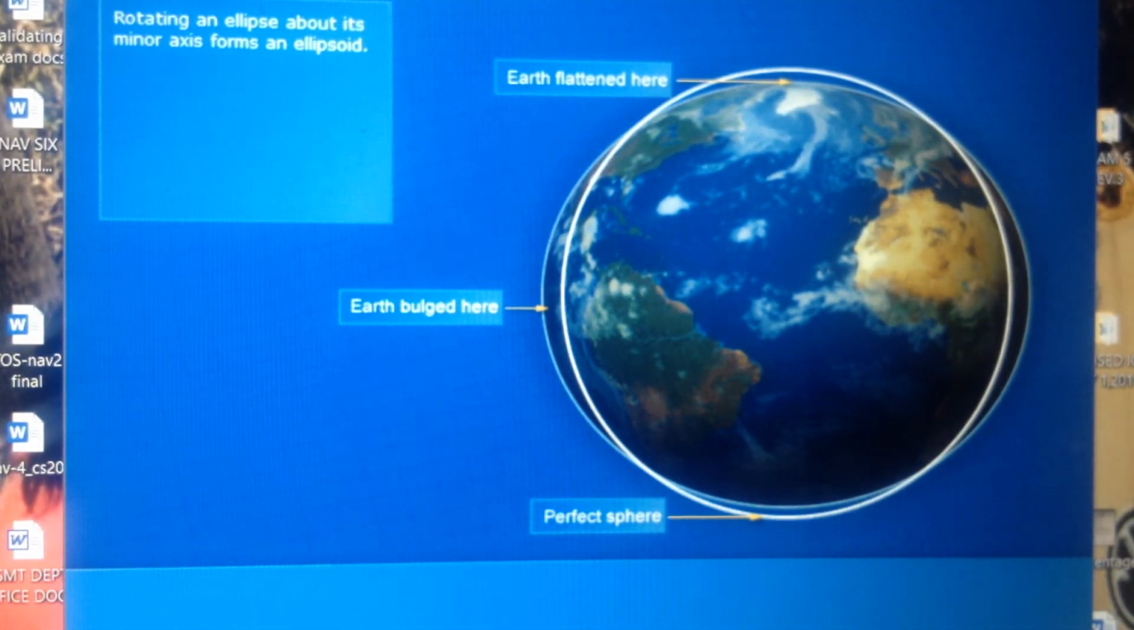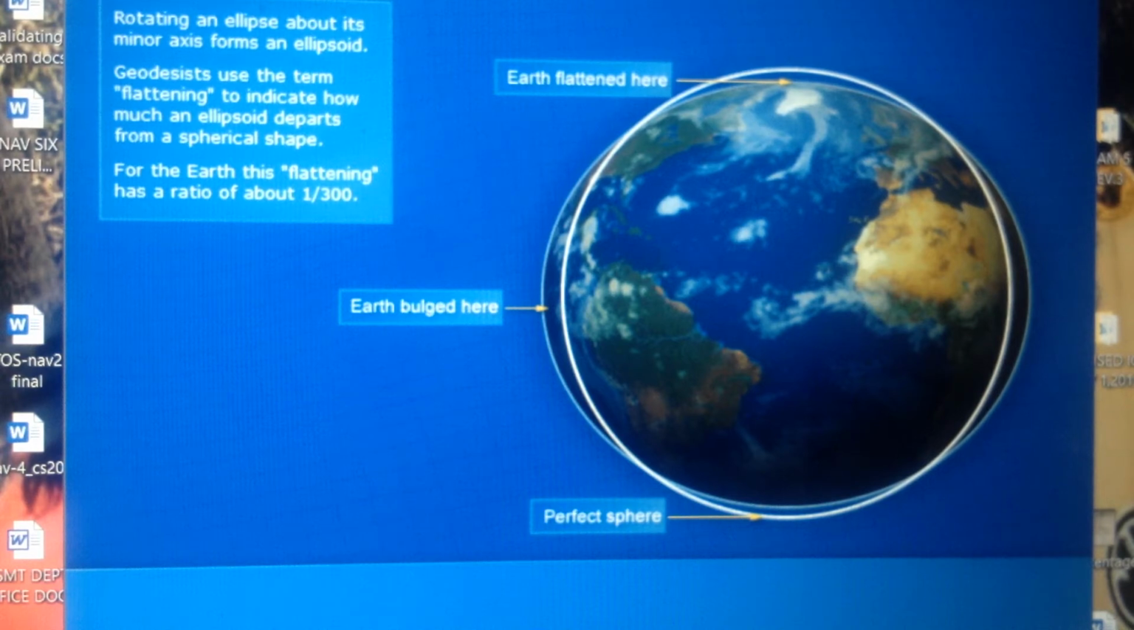Rotating an ellipse about its minor axis forms an ellipsoid. Geodesists use the term flattening to indicate how much an ellipsoid departs from a spherical shape. For the Earth, this flattening has a ratio of about 1 to 300.